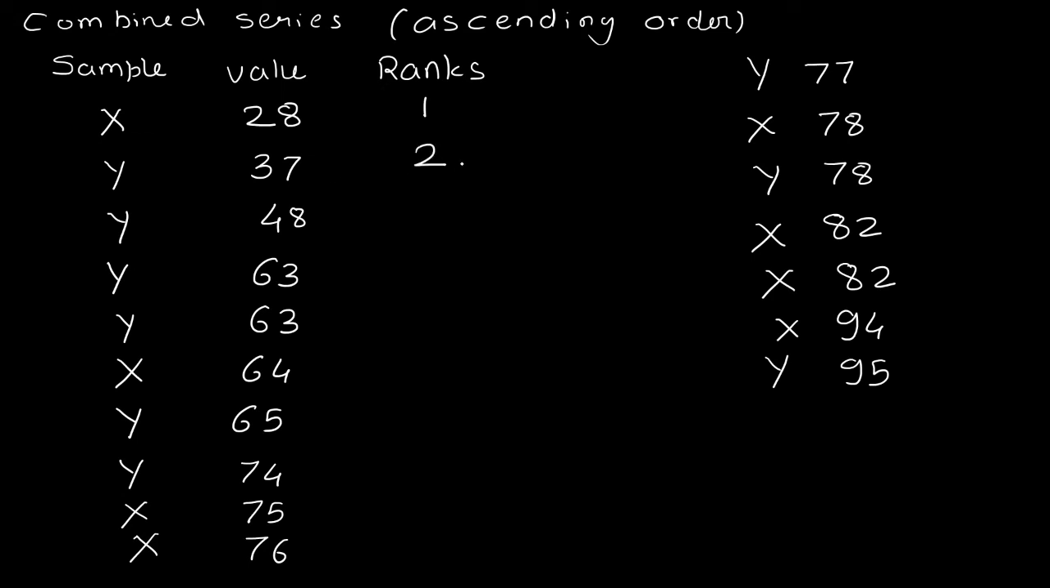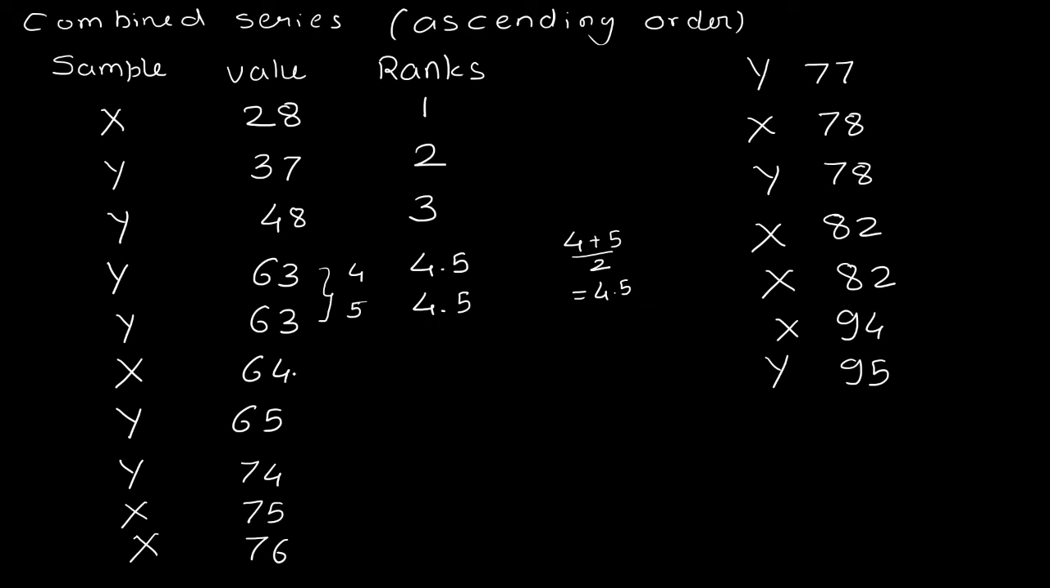The next number is 37, so it gets rank 2. Third is 48, so it gets the rank 3. Now my fourth and the fifth numbers are one and the same, 63. So actually the rank should be some 4 and some 5. But now to avoid this, how do I write my rank? 4 plus 5 by 2, that comes out to be 4.5. That is the average of both these ranks. So I allot 4.5 to this, I allot 4.5 to this.